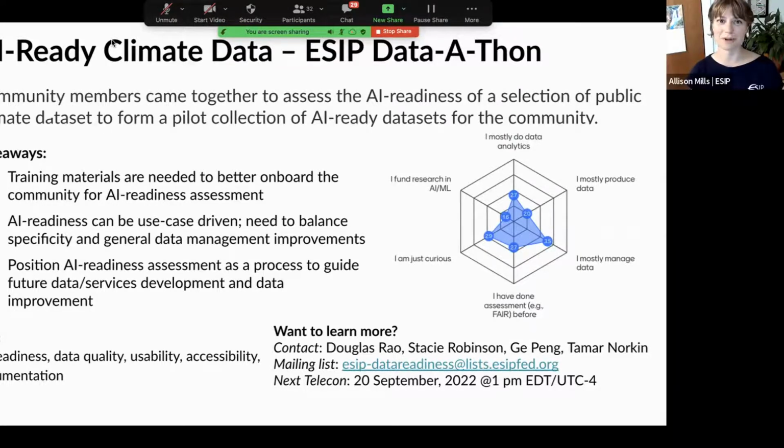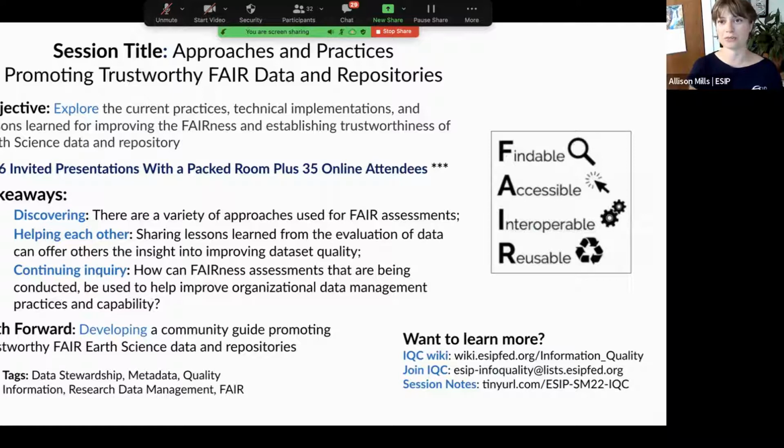Great, thank you very much. So next we'll be talking about a community guide for FAIR. And so I think we've got Jipeng here to give us a little more info.